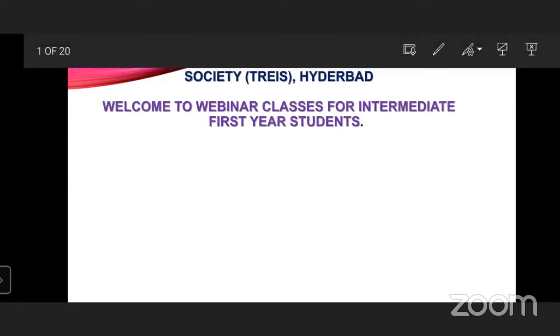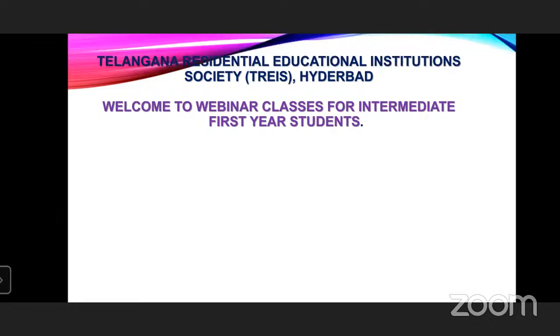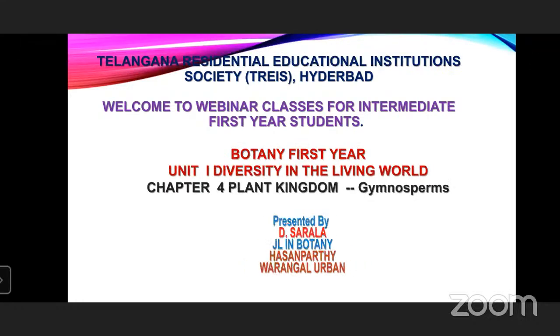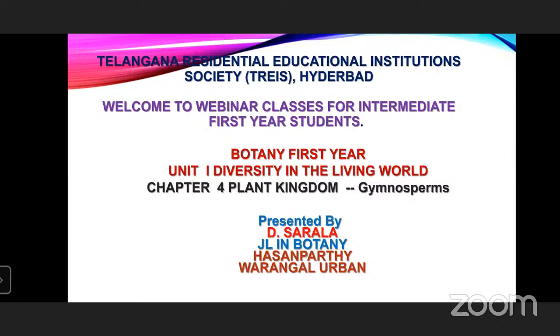In the previous class, we discussed biological classification and the plant kingdom. In the plant kingdom, we discussed algae, bryophytes, pteridophytes, and the different classes present in the Bryophyta as well as the Pteridophyta. Today we have to discuss gymnosperms.